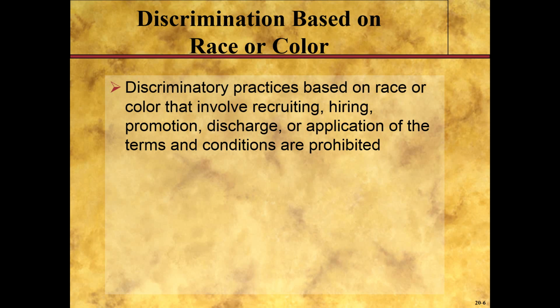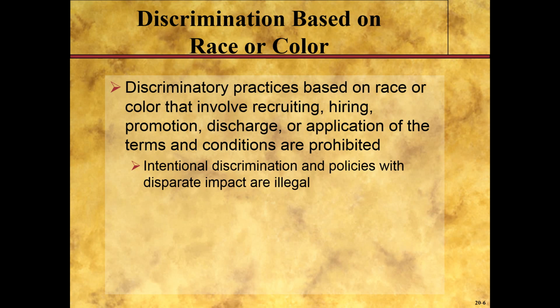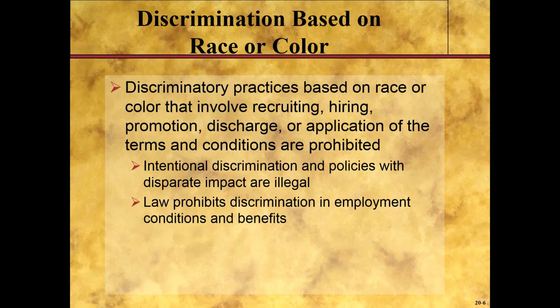You could also have disparate impact by saying, okay, I live in a city that's almost all white, and saying that only people who live within the city limits can apply for a job at my place of business, even though people right outside the city limits would be much more likely to be a diverse workforce. That could be disparate impact, a seemingly neutral rule that has the effect of discriminating in favor of whites. So discrimination based on race or color is one type of violation. So there can be intentional discrimination, but there can also be policies with disparate impact that are illegal.